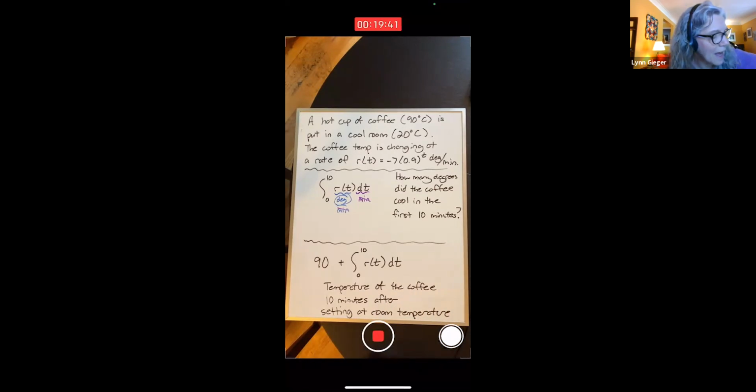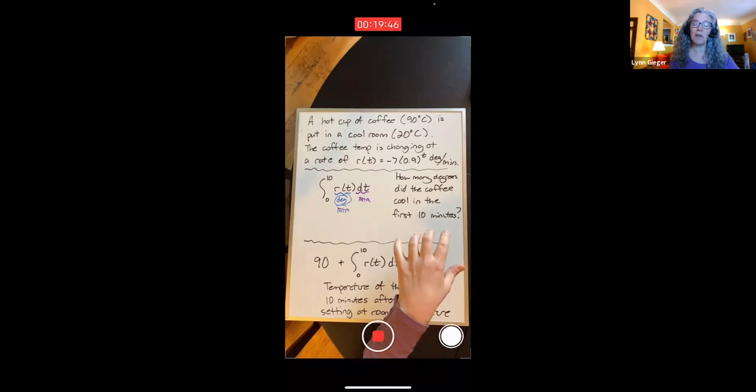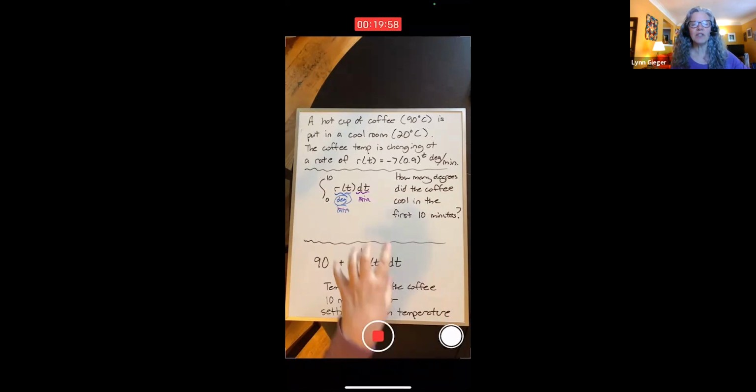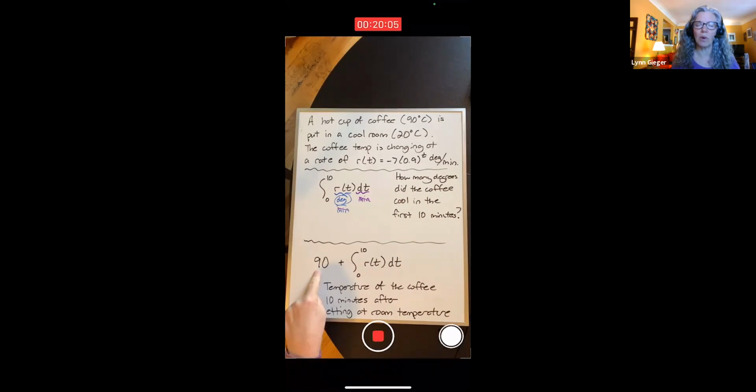Now, I bring that up because if a question says, hey, how much did the coffee temperature change? But a different question says, what's the temperature of the coffee? Those sound like they're asking the same thing. They're very related to each other, but they're not exactly the same thing. One is just talking about the change in the temperature, and the other is looking at that change relative to whatever the starting point was.